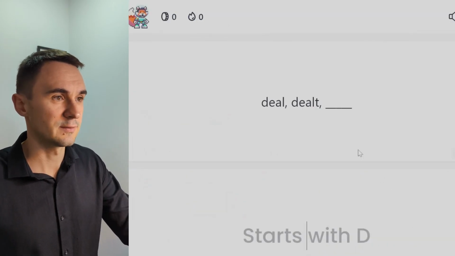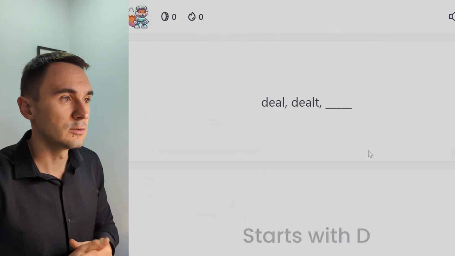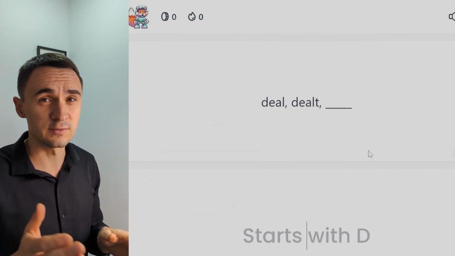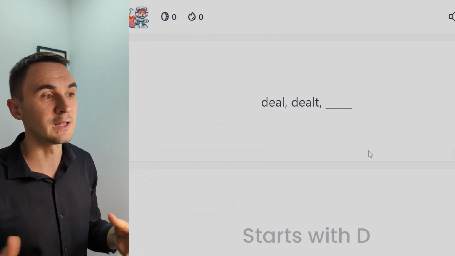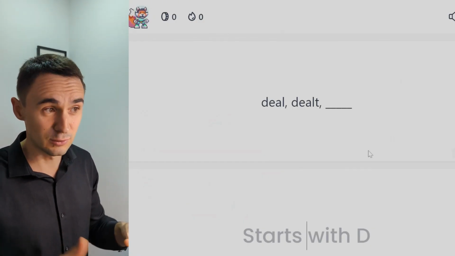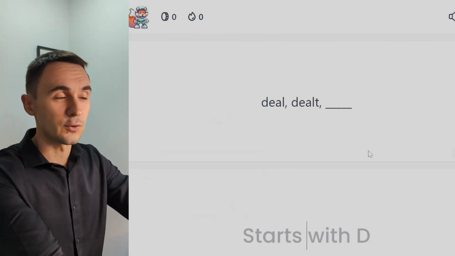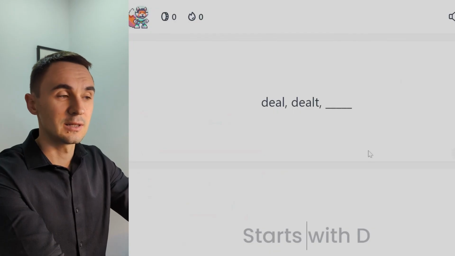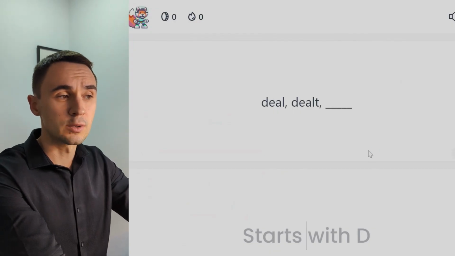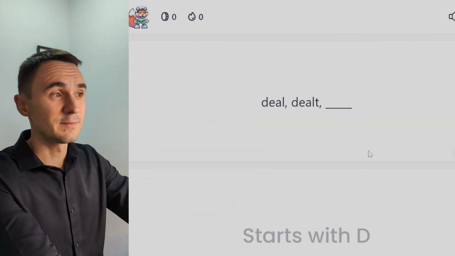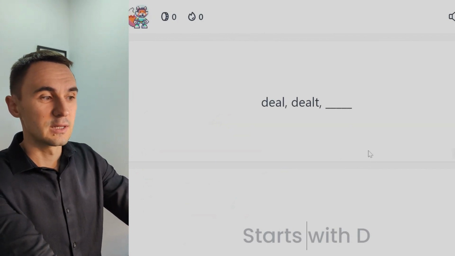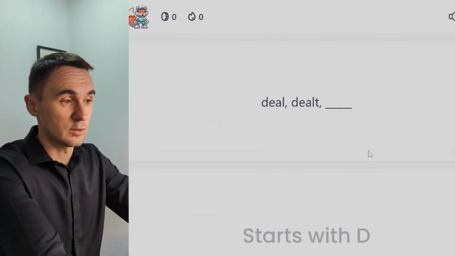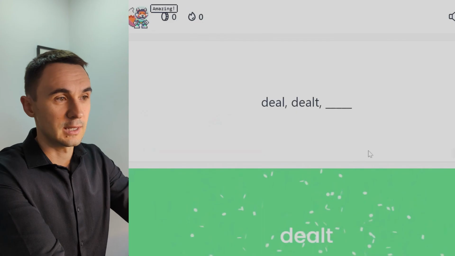Here you'll have the following format, okay? You will see the first form, and then either the second or third form will be missing, and you have to fill in the gap, okay? So let's try to do it here. I will do it with you. First, let me ask you, what will be the answer here? Deal, dealt, and then what's the third form? You've already guessed probably that it's going to be dealt, because that's a group where the second and third forms are the same. So, dealt. And that's correct.